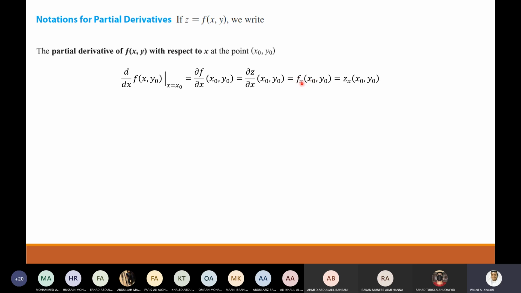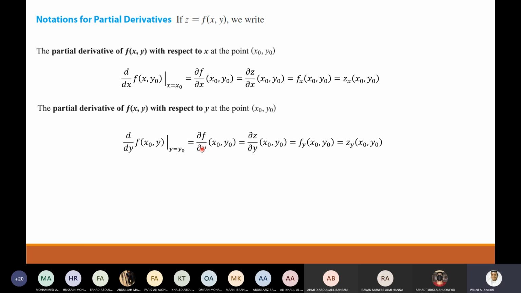So it means partial f by partial x, the derivative of f with respect to x, evaluated at x naught, y naught. Sometimes we put z there. And they're all the same. Similarly for the variable y, which is given this way.